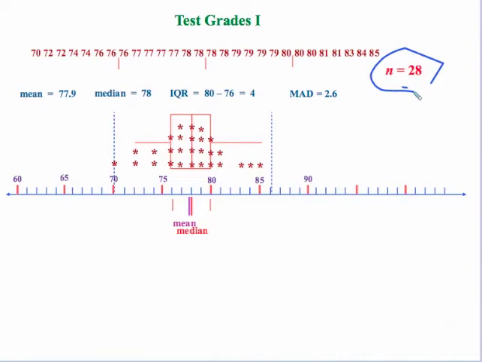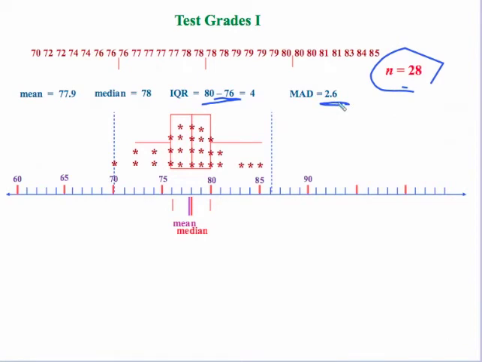And then for the upper and the lower halves, for the upper half, the median is 80. For the lower half, the median is 76. And so for those two values, I then take the difference between the two, which is 4. So my interquartile range is 4. Now, quite a bit of computation. Now I have to take all of my data points and figure out how far away each one of those is from the mean of 77.9. And when I do all that, I get a mean absolute deviation of 2.6.